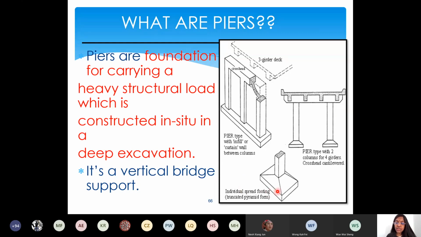Another example, individual spread footing, truncated pyramid form. The pyramid form footing is not a slab, but a pyramid form. A slanting slope is given so that the load is gradually and uniformly distributed throughout the footing. The footing is holding the pier on which the structure will be loaded.